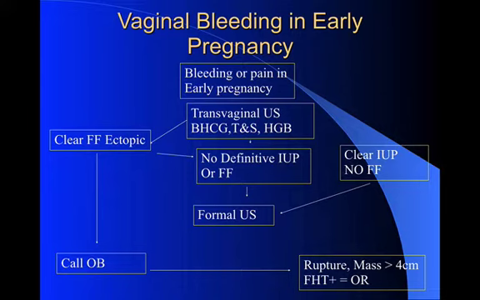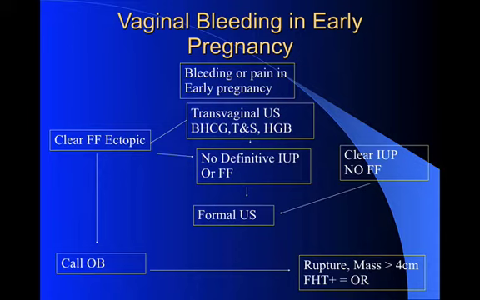And now we're going to talk about vaginal bleeding in early pregnancy and what we should do. This is a very important thing that we need to do because we're going to see a lot of it. If you have bleeding in pregnancy, the first thing you want to do is get a pregnancy test and confirm the pregnancy. And next thing you want to do is always do a transvaginal ultrasound.